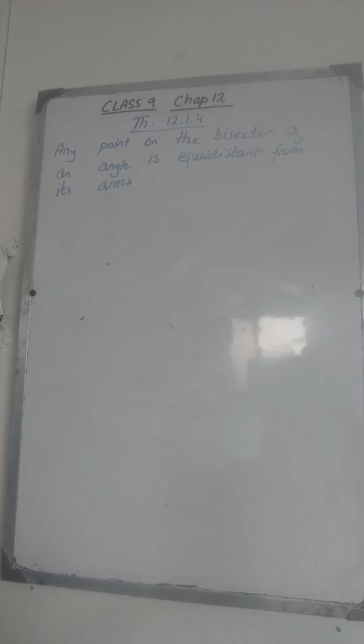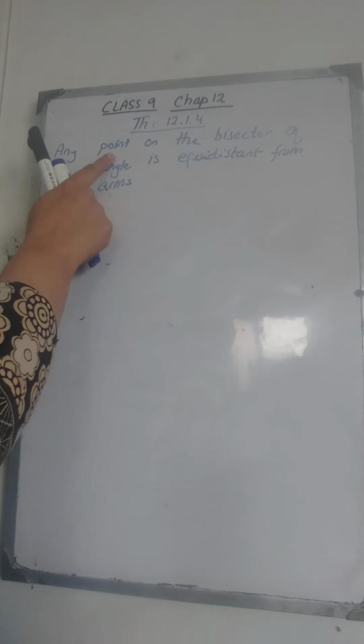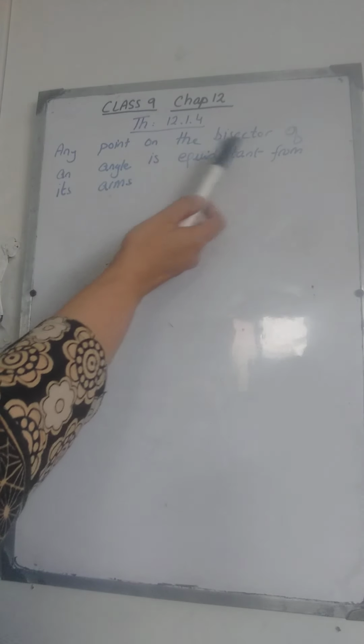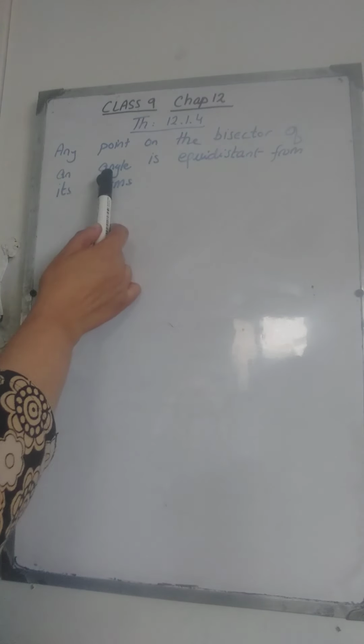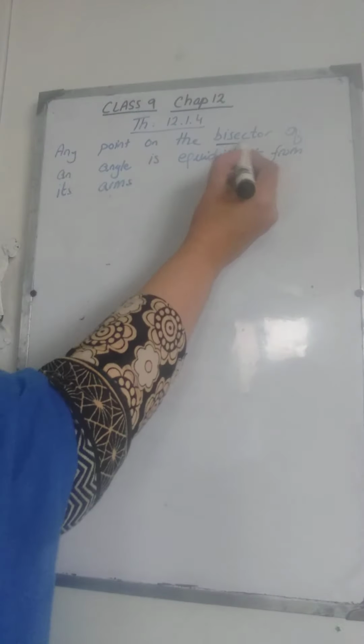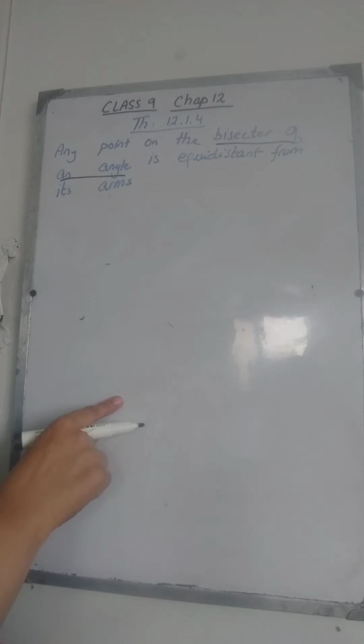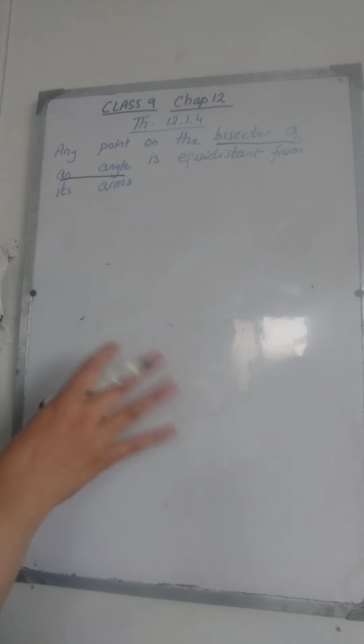Bismillahirrahmanirrahim. Now the next theorem that we are about to do is theorem 12.1.4. The statement of the theorem is that any point, here also we are talking about a point which is on the bisector of an angle. Now what do you mean by the bisector of an angle?